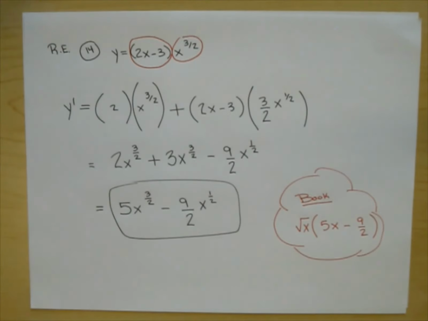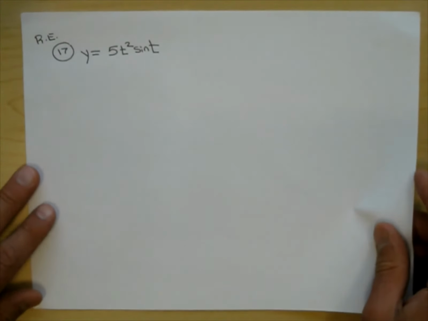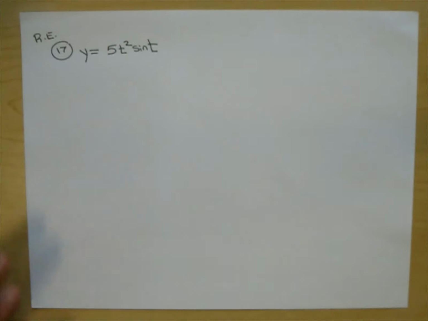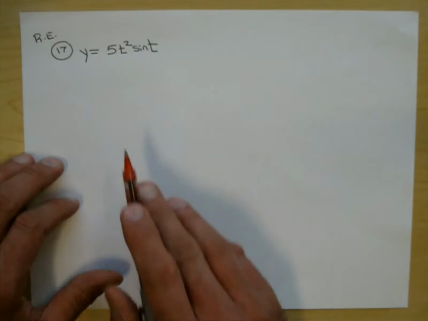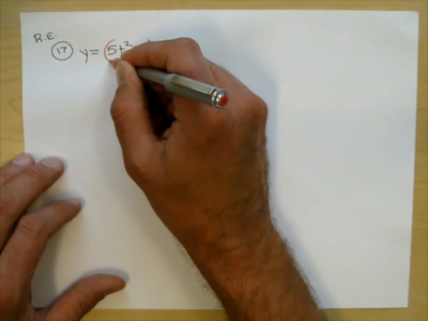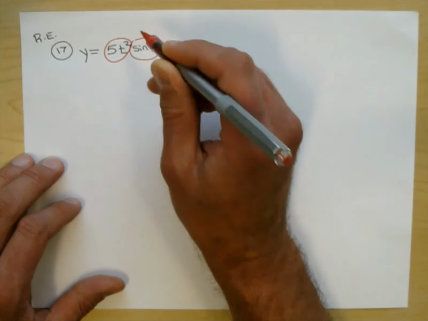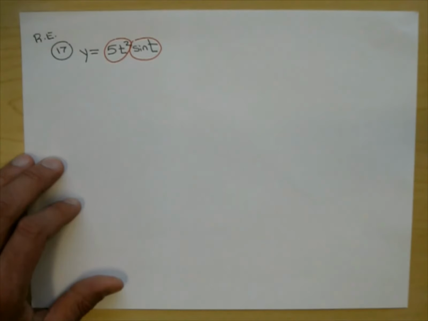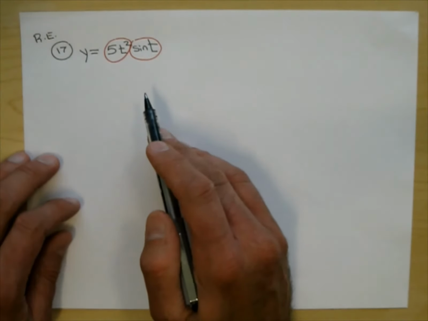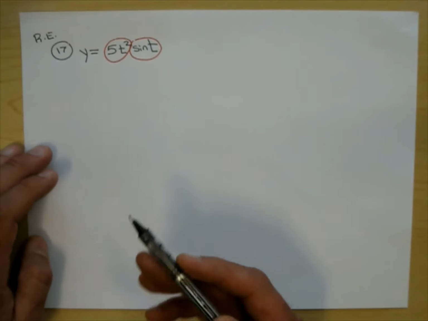Let's go ahead and do problem number 17. So pause the video, see if you can find the derivative of that function. Okay, so this one has some trigonometry in it. Looks like I have a product here. All right, I'll consider that to be the first function, and then consider the sine t to be the second function. So it's going to be like the last problem in the sense that I'm doing a product rule. The only different thing is there's some trig there.